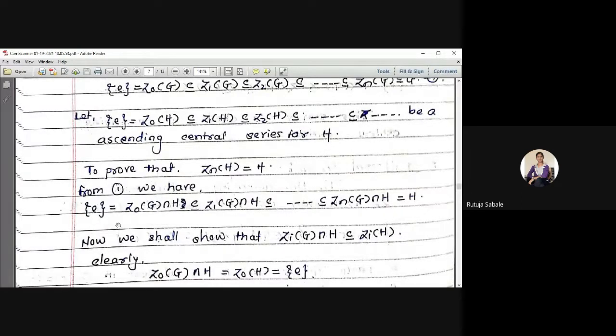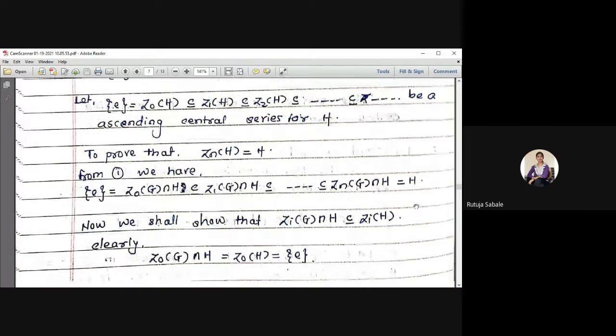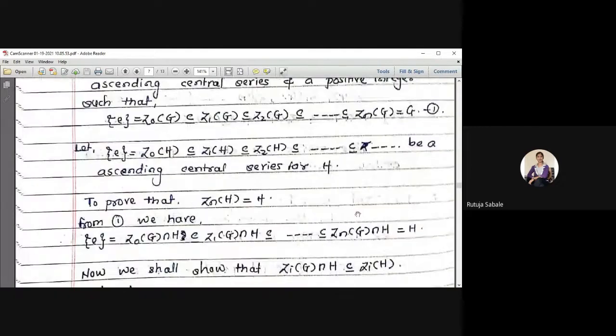And so on. Zn of G intersection H is equal to H. Okay, why? Because Zn of G is equal to G, and G intersection H must be equal to what? Yes, H, because H is the subgroup of G.